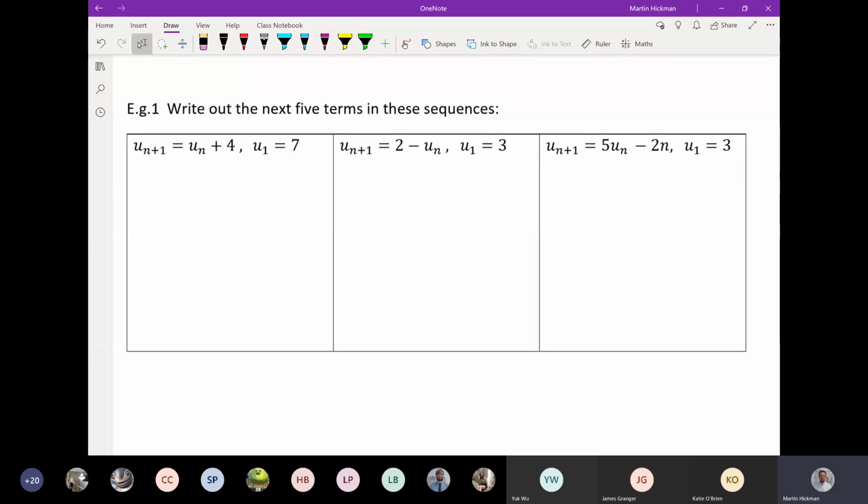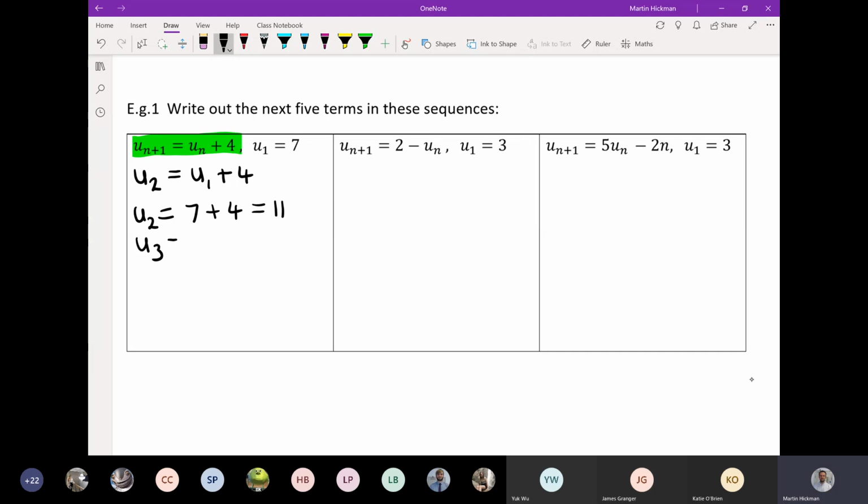Now let's look at a few examples. Our first one, we've got this recurrence relation here: un plus 1 equals un plus 4. What this means is take the previous term, add 4 to it to get to the next term. So if I know that u1 is 7, and I want to find u2, I just need to do u1 plus 4. Just check all the n values work. If you've got u1 here, n plus 1, 1 plus 1, you've got u2 here. So to find u2, you just do 7 plus 4, which is going to give you 11.